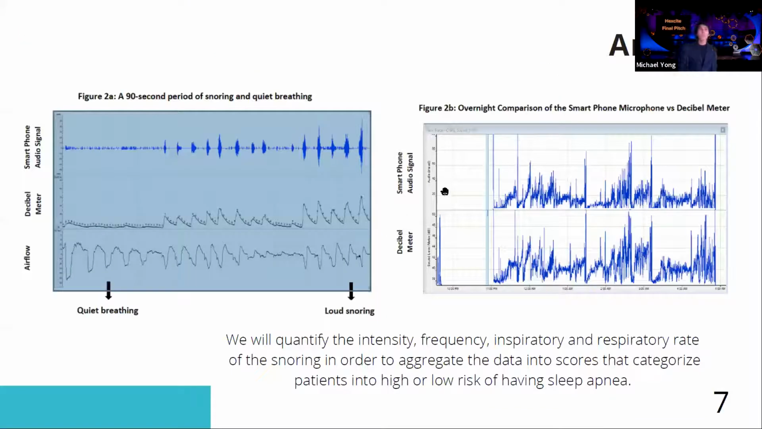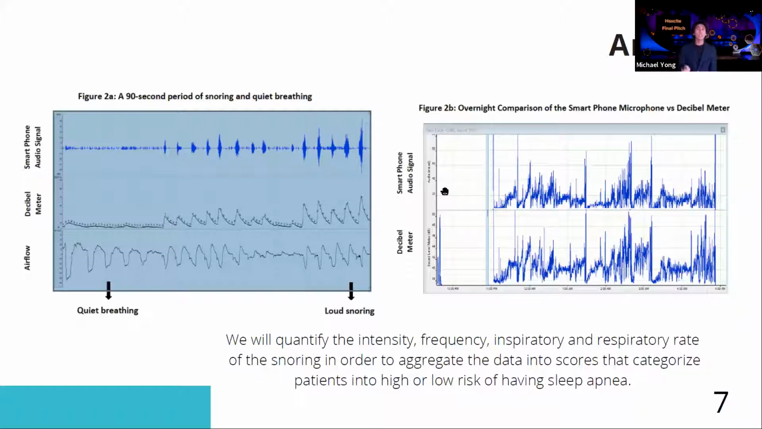Since this app is going to be used in the home setting, the microphones from the mobile devices themselves will be used to record the data that we need. Scientific research has shown that snoring intensity greater than 53 decibels, inspiratory sounds greater than 40 decibels, or snoring frequency greater than 25% can indicate sleep apnea.